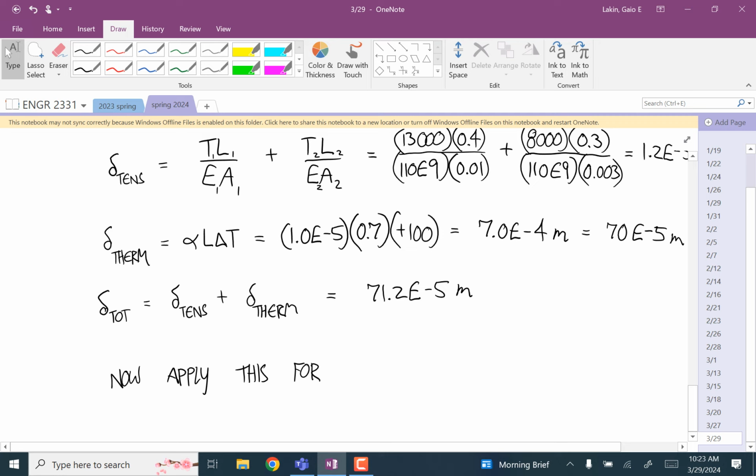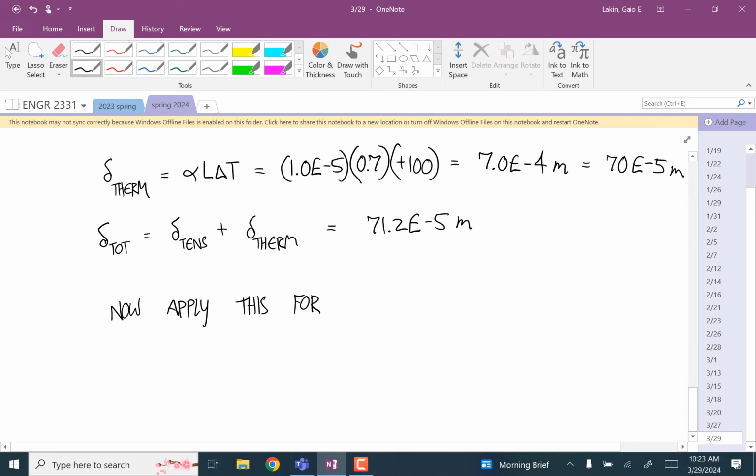So are we ever gonna deal with something where the change in temperature would affect the metals or the E? I don't remember. No, we're not going to. Okay. This is as far as we're going with thermal stuff.